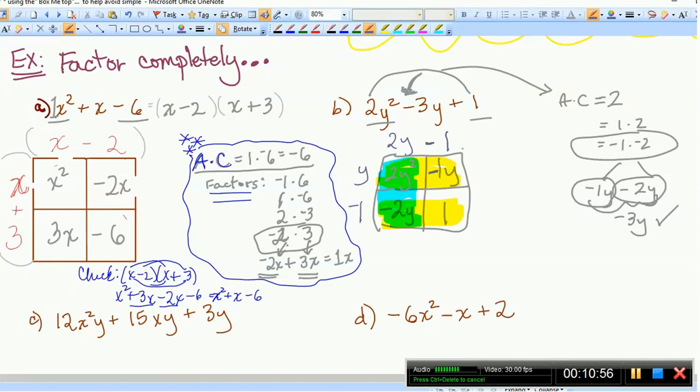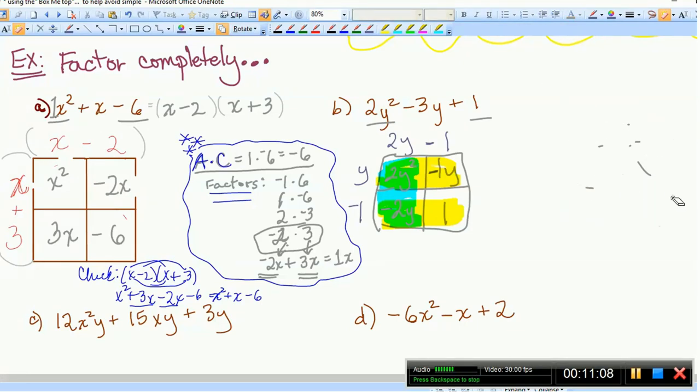So let's go ahead and write this out. Remember, you always can check it, and you can always make some adjustments when you check using the FOIL method. Let me go ahead and move the AC stuff from this problem so we have a little room. Let's write what we have: 2y minus 1 times y minus 1. And we can go ahead and do a check right underneath it.